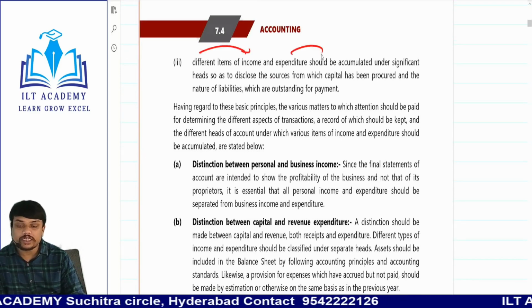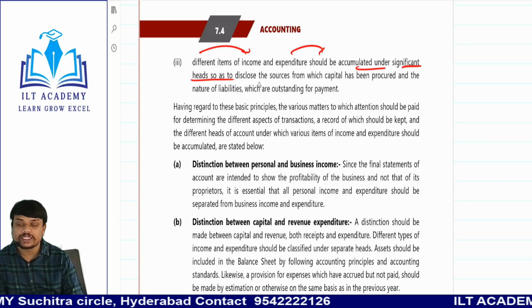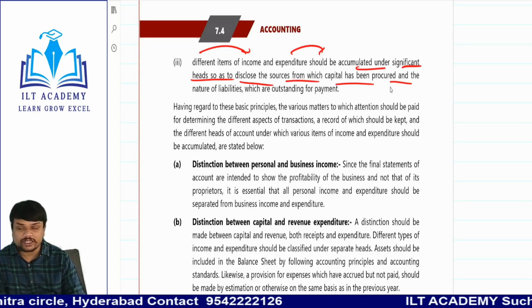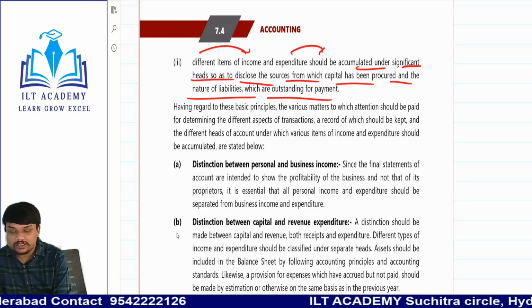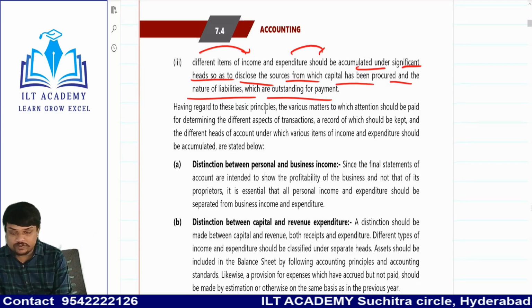Different items of income and expenditure should be accumulated under significant heads of income to disclose the sources of capital, between the nature of liabilities and outstanding for payment. This we can do later. Okay, now we'll start with a few examples.